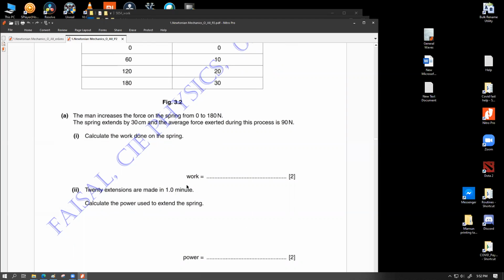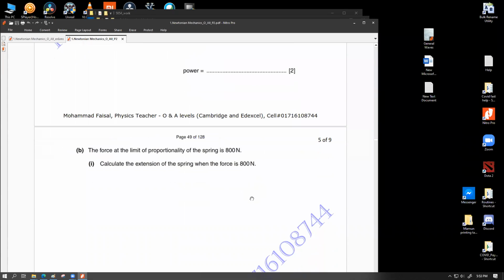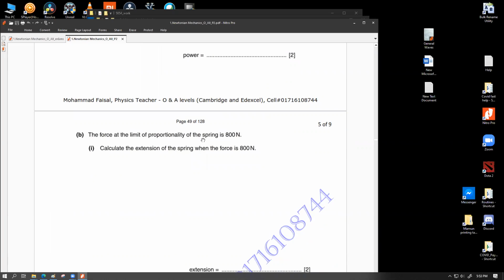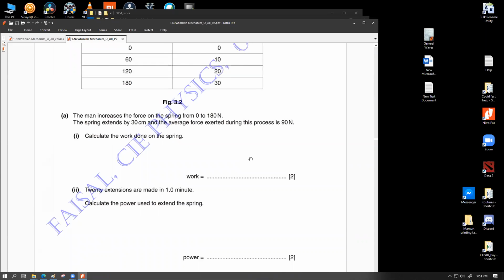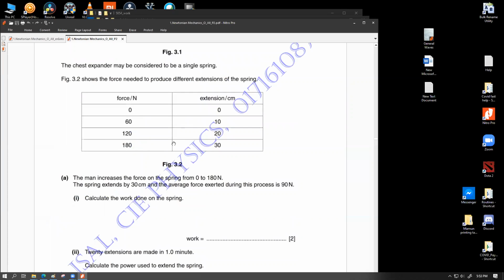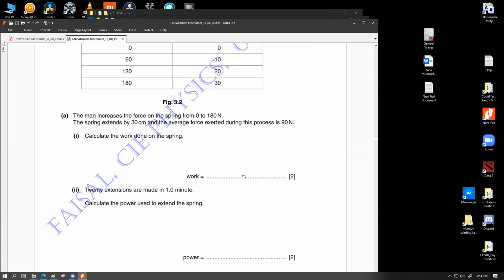20 extensions are made in 1 minute. Calculate the power used to extend the spring. So in 1 minute, that is 60 seconds, and there are 20 extensions made. So a total amount of work would be this much multiplied by 20 and then divided by the 60 seconds. That works. Part B says the force at the limit of proportionality of the spring is 800 Newton. Calculate the extension of the spring when the force is 800 Newton. Okay, this we can calculate directly from these proportions, any of these proportions, F equals kx.